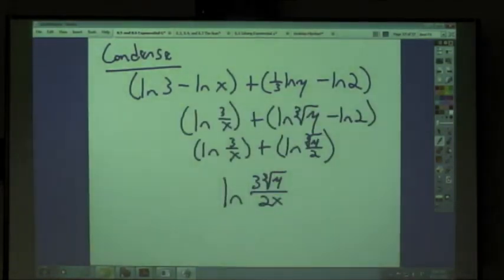All right, so here's your solution. The natural log of 3 times the cube root of y over 2 times x. You do each parenthesis separately, and then you multiply what's in them together, because when they're adding between the parentheses, that means multiplying the stuff inside the logarithm.